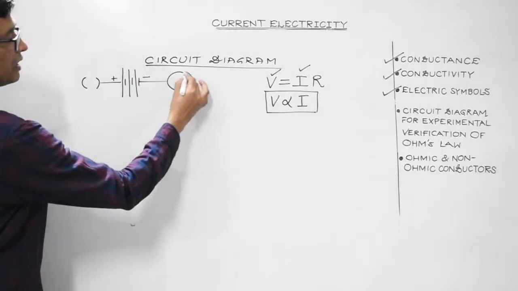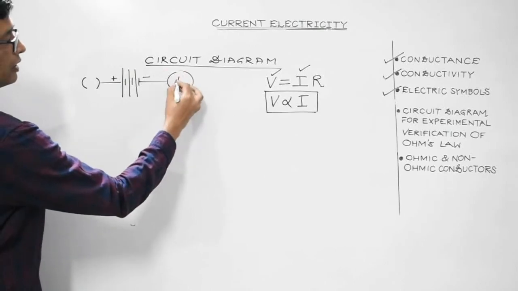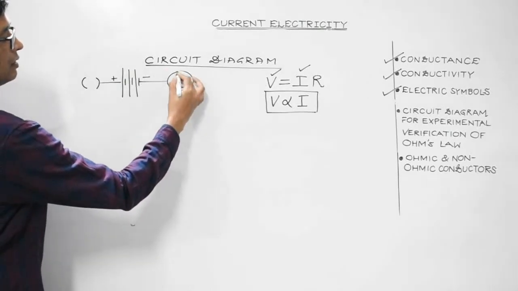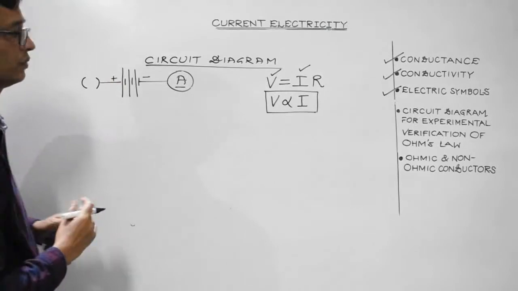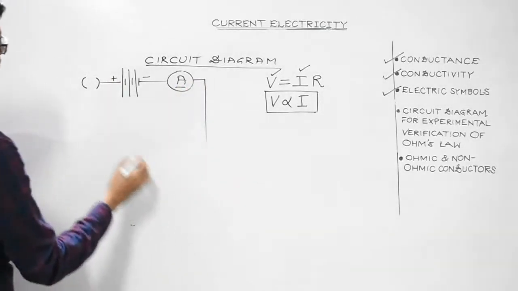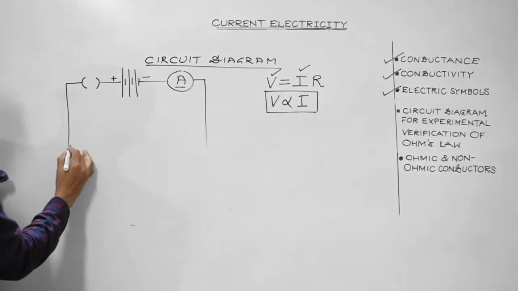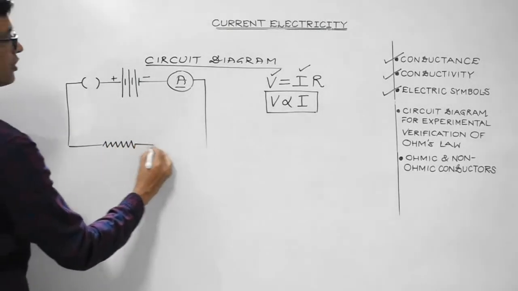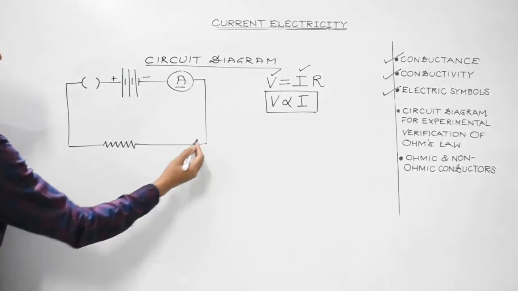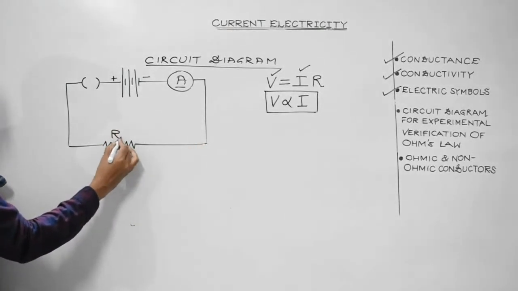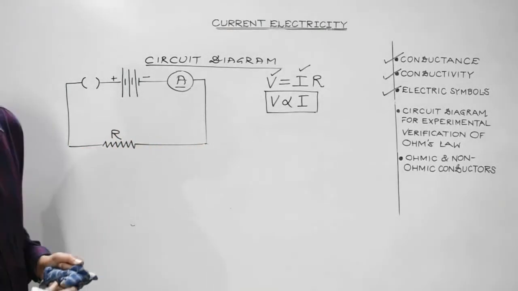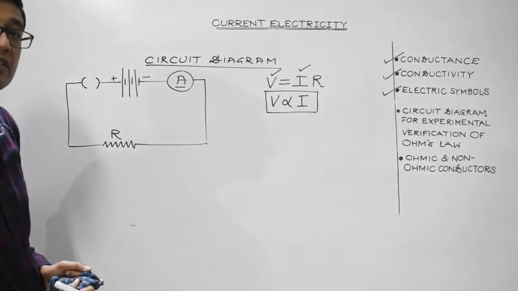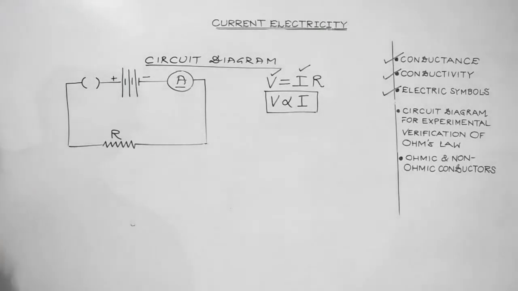Then an ammeter is connected in series. So it is the DC ammeter because this is a DC source. And then this is the conductor or the wire across which the potential difference is to be measured. Suppose this wire, a standard resistance wire, is of resistance R, and a voltmeter is to be connected.